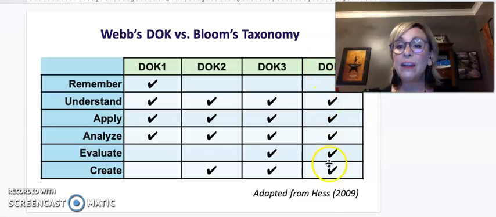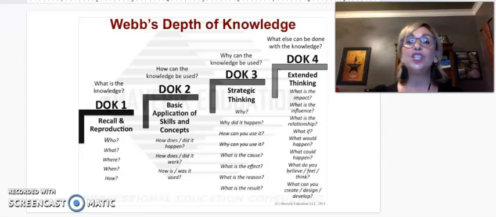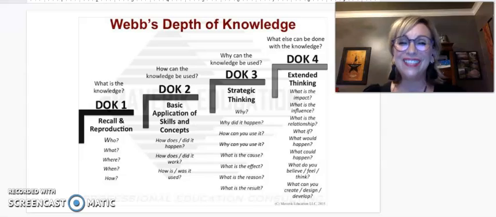In fact, look at DOK number 4. It actually covers everything except remember. So we can put this in a lot of different levels. Well, what are some sentence stems that we could use to make sure we're using Webb's depth of knowledge correctly?